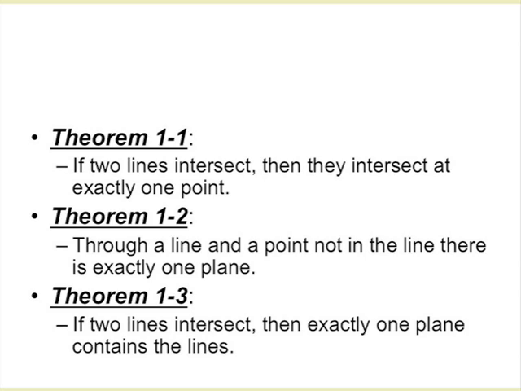If 2 lines intersect, they intersect in exactly 1 point. Because in geometry, when we talk about lines, we're talking about straight lines, they can't come around and meet each other again. So if 2 lines are intersecting, the only thing they can possibly have in common is 1 point. Is a parabola considered a line? No, not in geometry. All lines in geometry are straight lines.